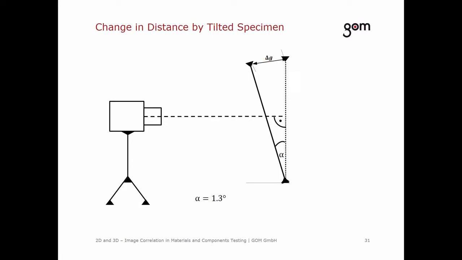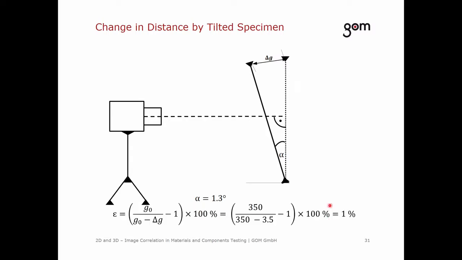Let's assume that the specimen is tilted by 1.3 degrees. The specimen is 150 millimeters long. The tilting leads to a longitudinal pseudostrain of 1%. We have the same pseudostrain as we had for the tilted camera setup. Let's take a look at the local effect on a specimen now.